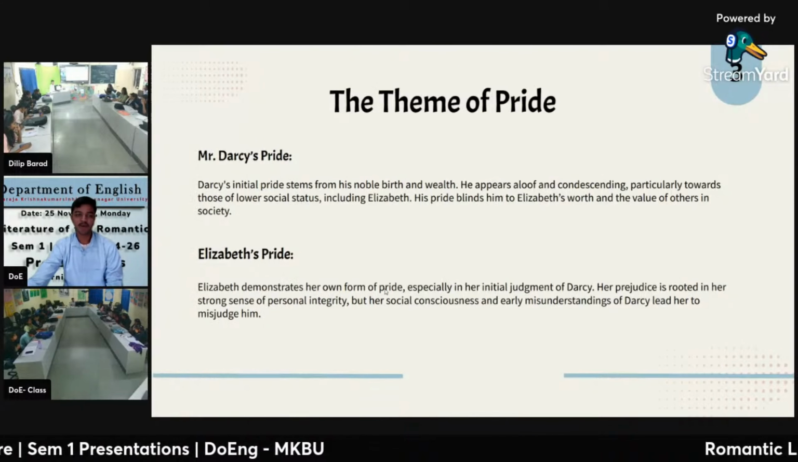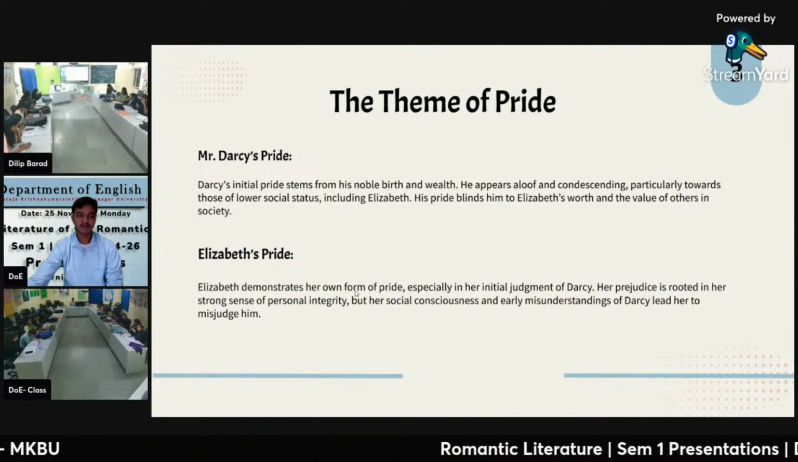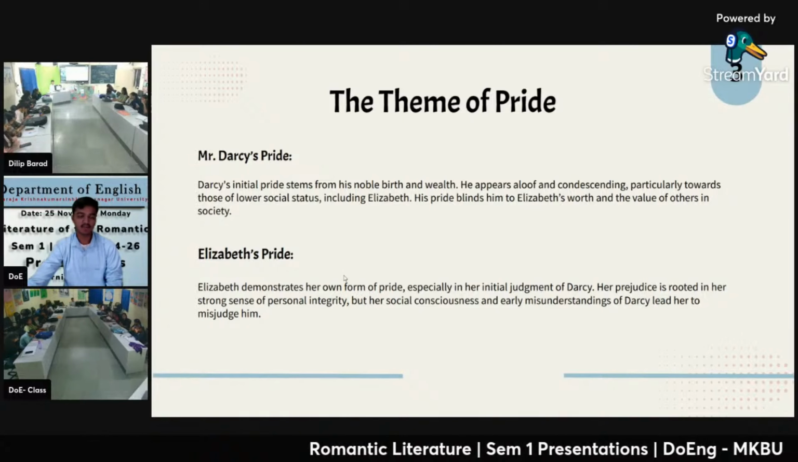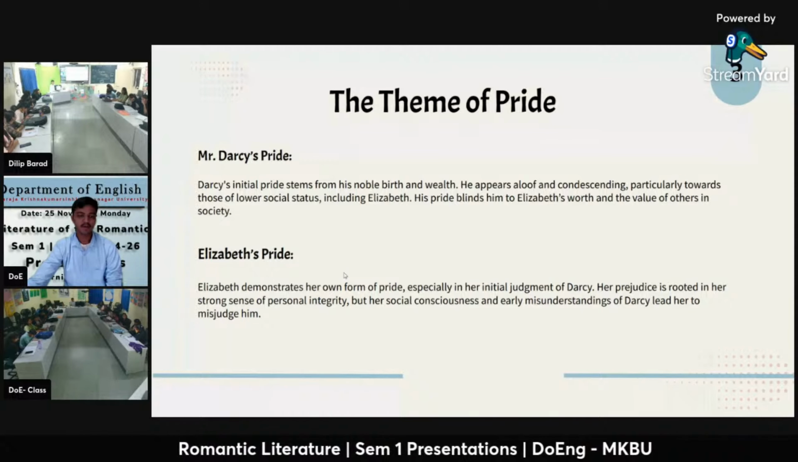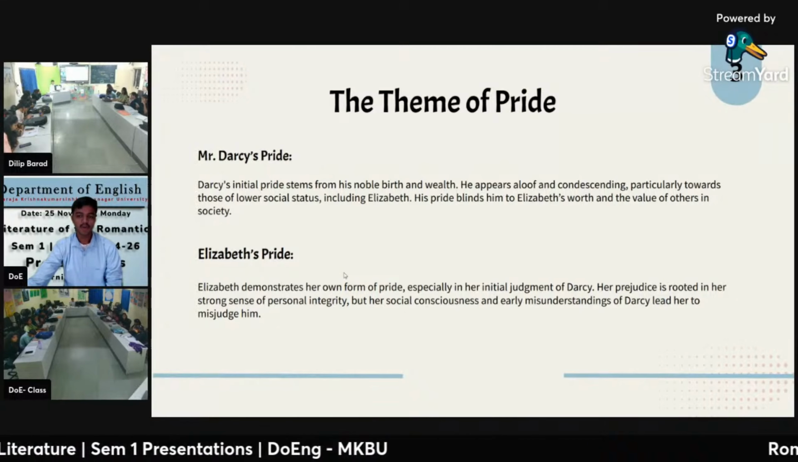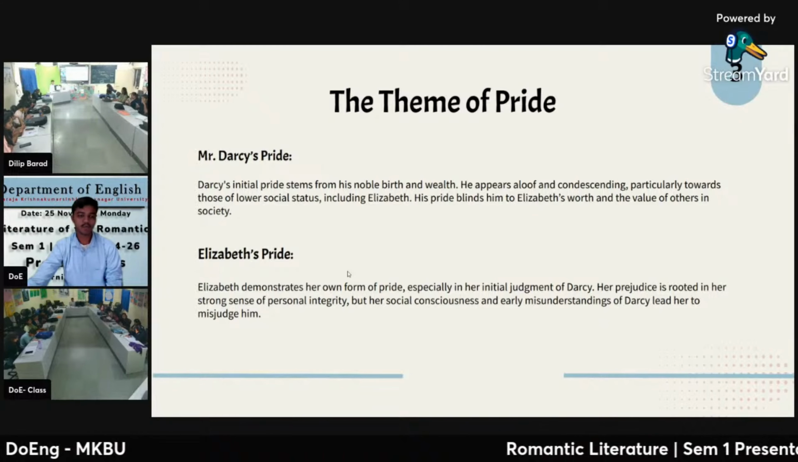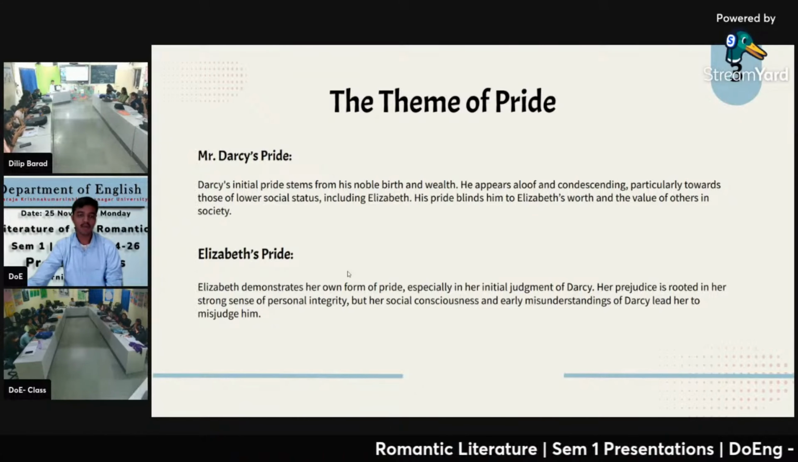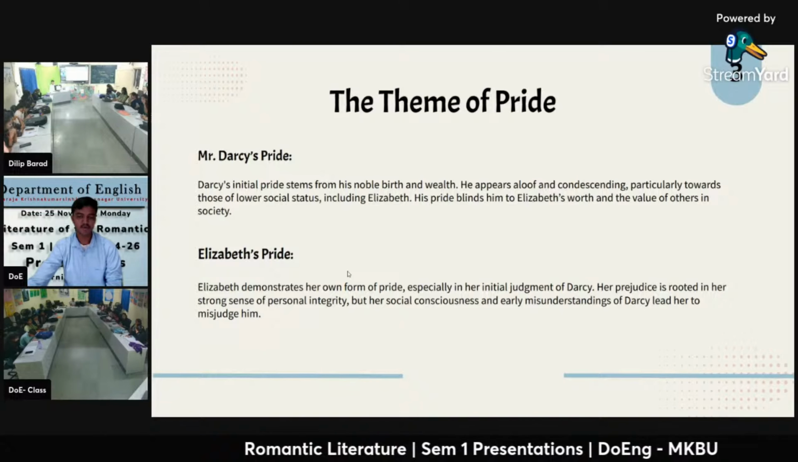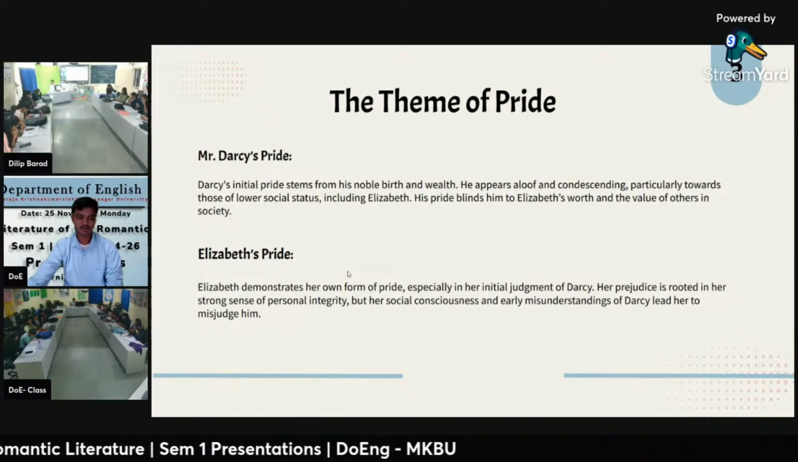The theme of pride. The theme of pride is basically the central theme of Mr. Darcy. Darcy's intentional pride stems from his noble birth and wealth. He appears aloof and condescending, particularly toward those of lower social status, including Elizabeth. His pride blinds him to Elizabeth's worth and the value of others in society.